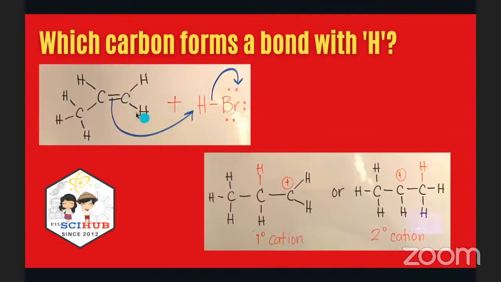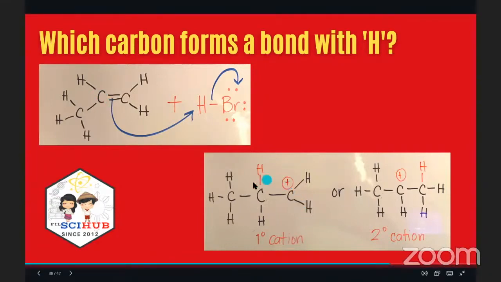So it can either attach to the terminal carbon atom to form a secondary carbocation like this, or then this can actually attach itself to the middle carbon, generating a primary carbocation. So bakit ba natin tinatawag yan na primary, secondary, at saka po tertiary? So we classify carbocations based on the number of carbon atoms that are actually attached to your carbocation center.